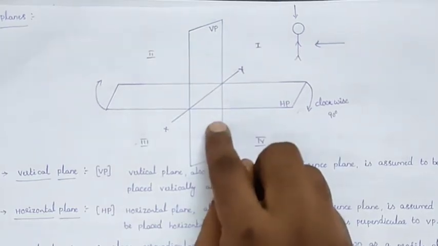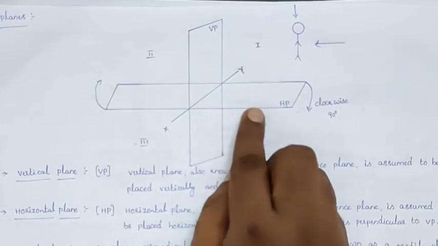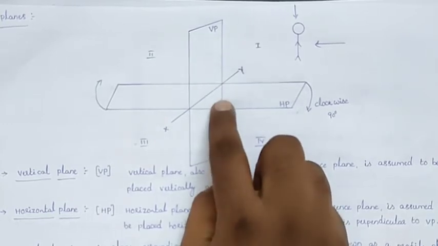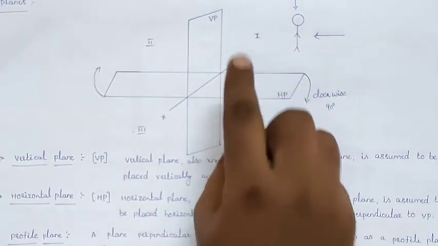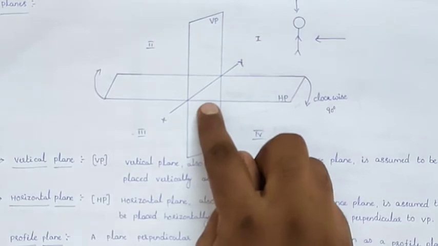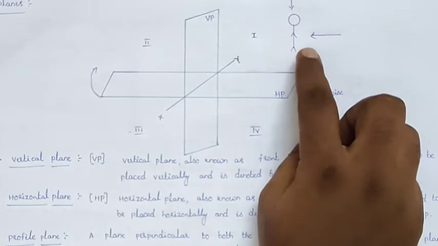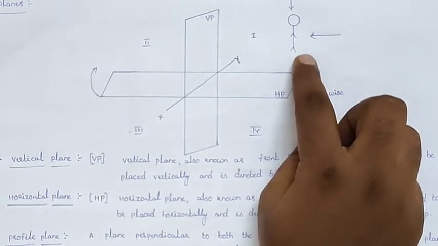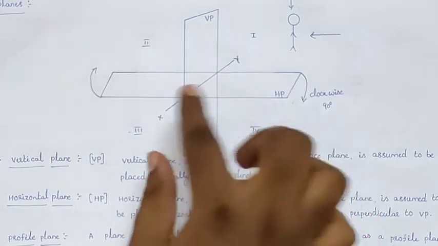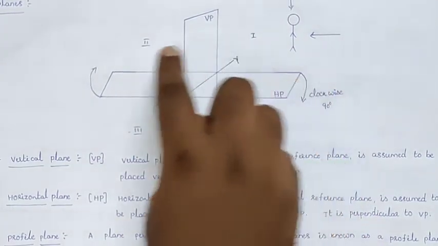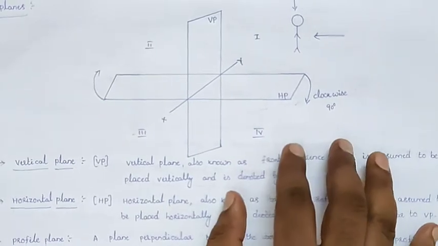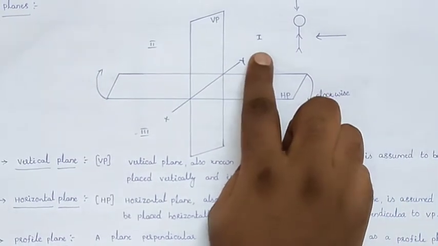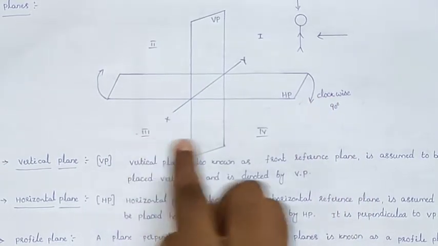In this three-dimensional view, I am drawing a horizontal plane and a vertical plane. The line where the horizontal and vertical planes intersect we can call the reference line, or XY line. Suppose the observer is here; this horizontal and vertical plane form the four quadrants: the first quadrant, second quadrant, third quadrant, and fourth quadrant. In orthographic projections, we have first angle projection, second angle projection, third angle and fourth angle projection methods.